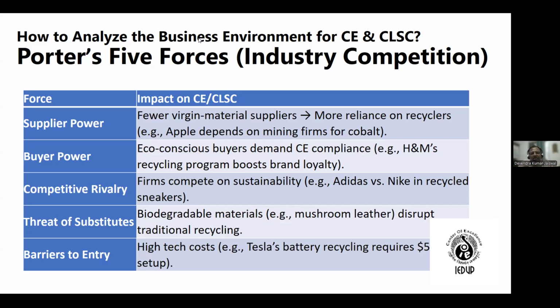Barriers to entry is, of course, the high technology cost. Tesla, we have already discussed that. In order to set up a Tesla kind of recycling, you require a $50 million setup. So that is the kind of entry barrier you're having. If you have that much money, you can go ahead. It is very interesting that when Tesla came up with this idea, it was very confident that no one is going to beat them in this game. But as soon as they entered China, they found that very soon there were 10 more companies playing in the same arena, and they were able to give better results than Tesla.